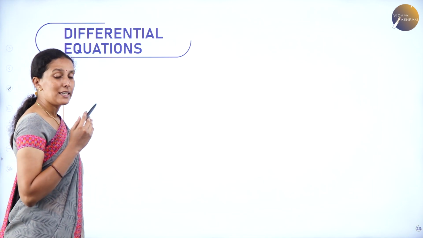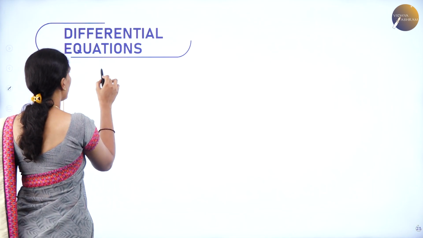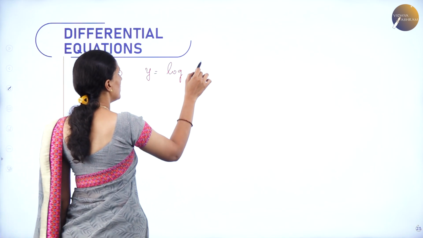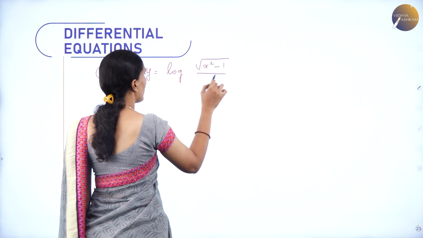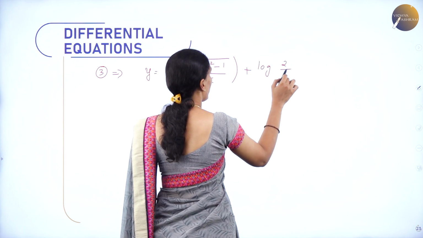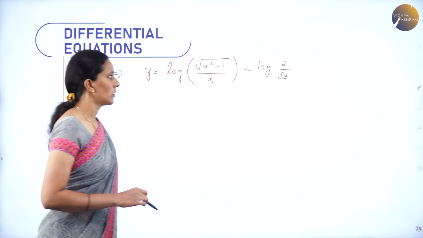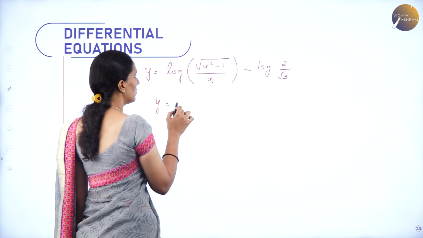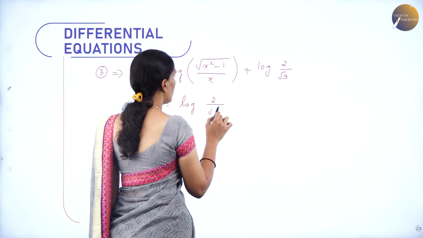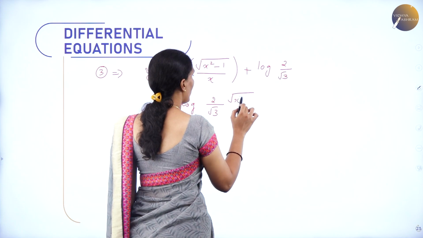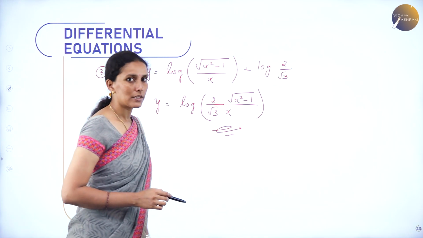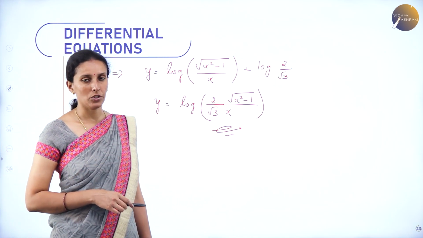So when you substitute c is equal to log 2 by root 3, then equation 3 implies y is equal to log of square root of x square minus 1 by x plus log of 2 divided by root 3. Or, using the log x plus log y form, y is equal to log of 2 by root 3 times root x square minus 1 divided by x. So this is the particular solution for the given differential equation.